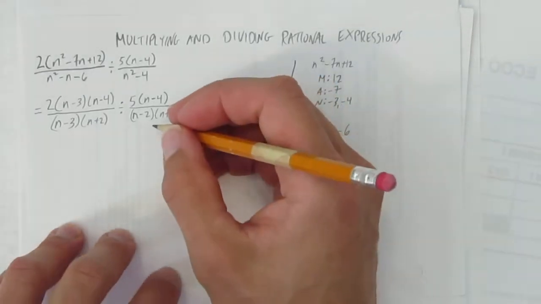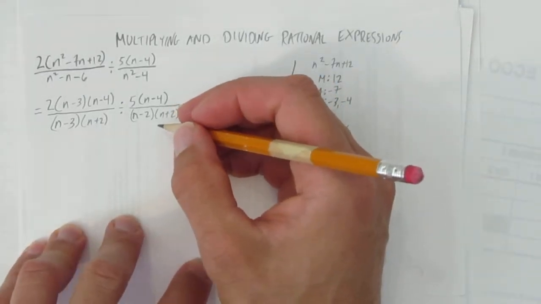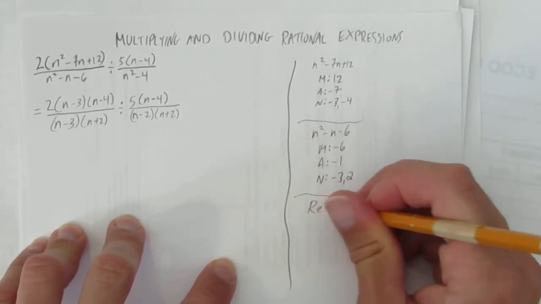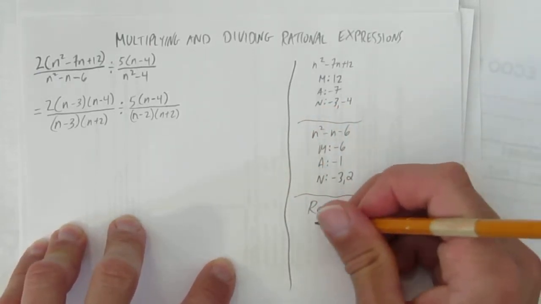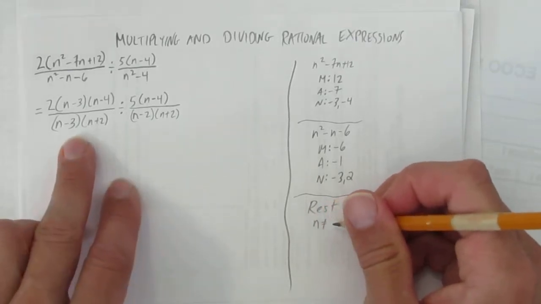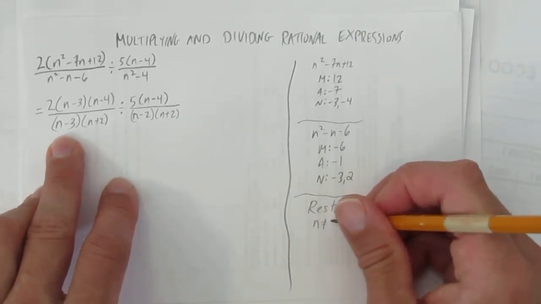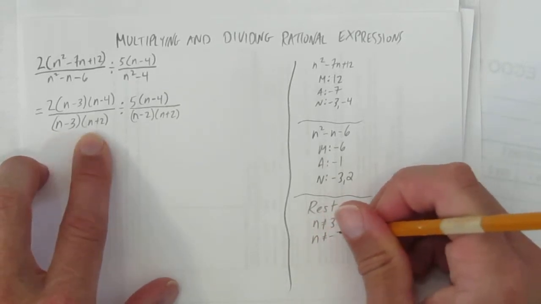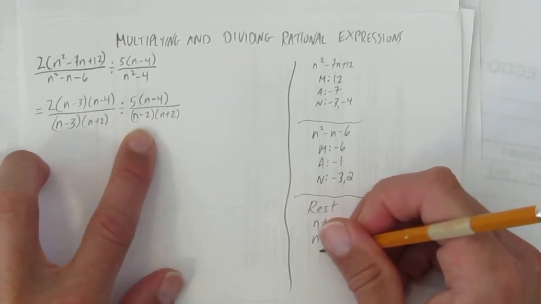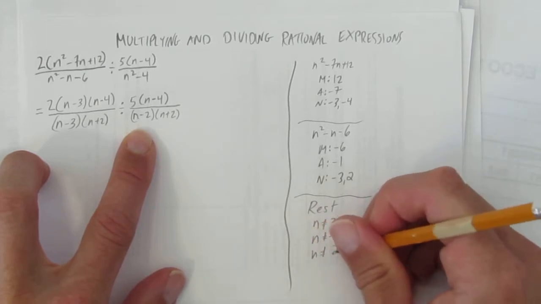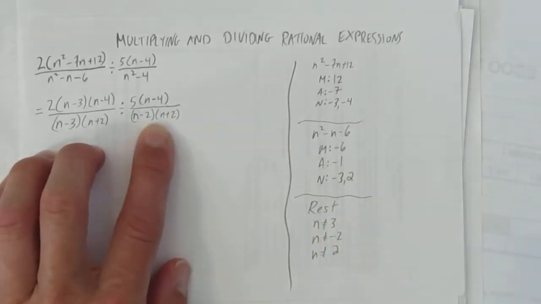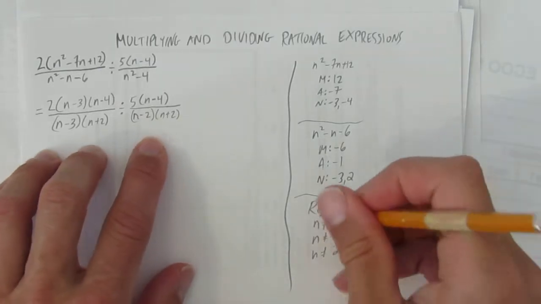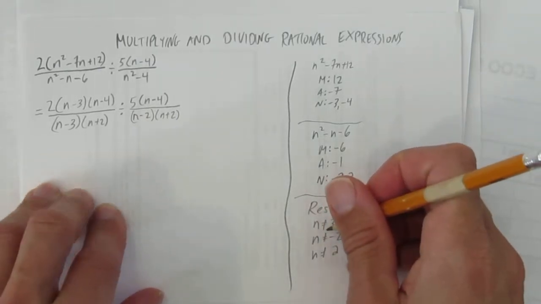Step 1 is factor. Step 2 is record my restrictions. I'm going to need to record what n can't be. So n cannot equal whatever would make this denominator 0. So n can't be 3, or this would be 0. n can't be negative 2, or this would be 0. n can't be positive 2, or this would be 0. And this last one I've already got. n can't be negative 2. So factor, record my restrictions.